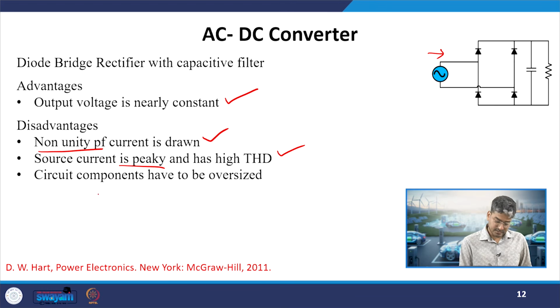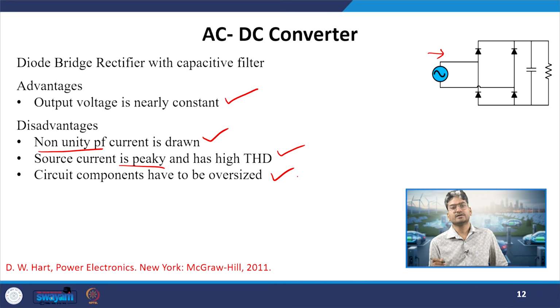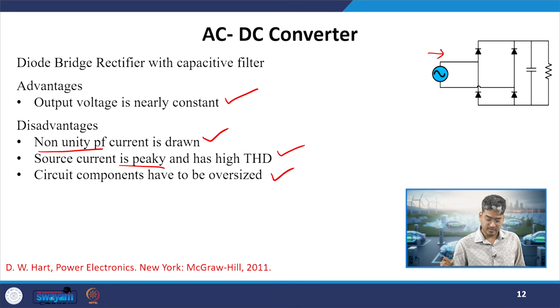Okay. The circuit components have to be oversized. Why? The current rating and the voltage rating are defined by the maximum voltage and currents they have to withstand. Okay. So, here they will be oversized because they have to withstand this peaky nature of the current waveform.